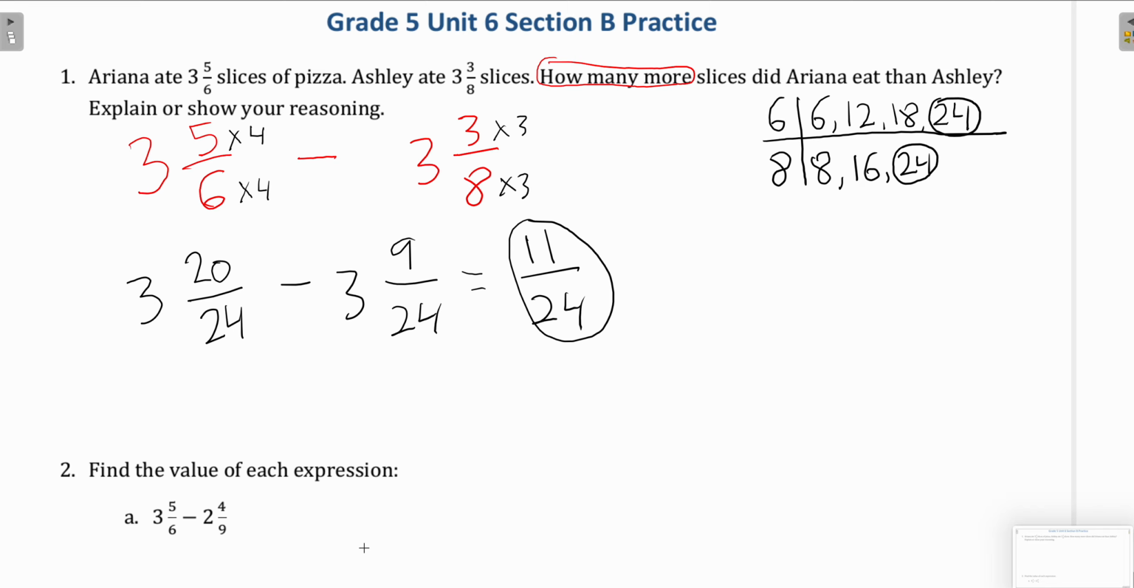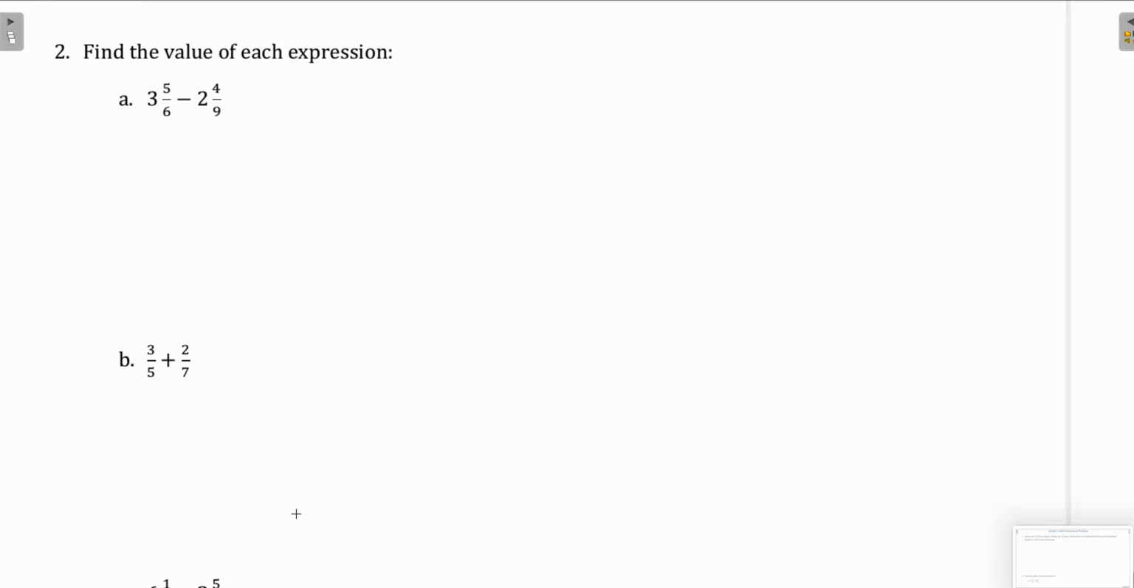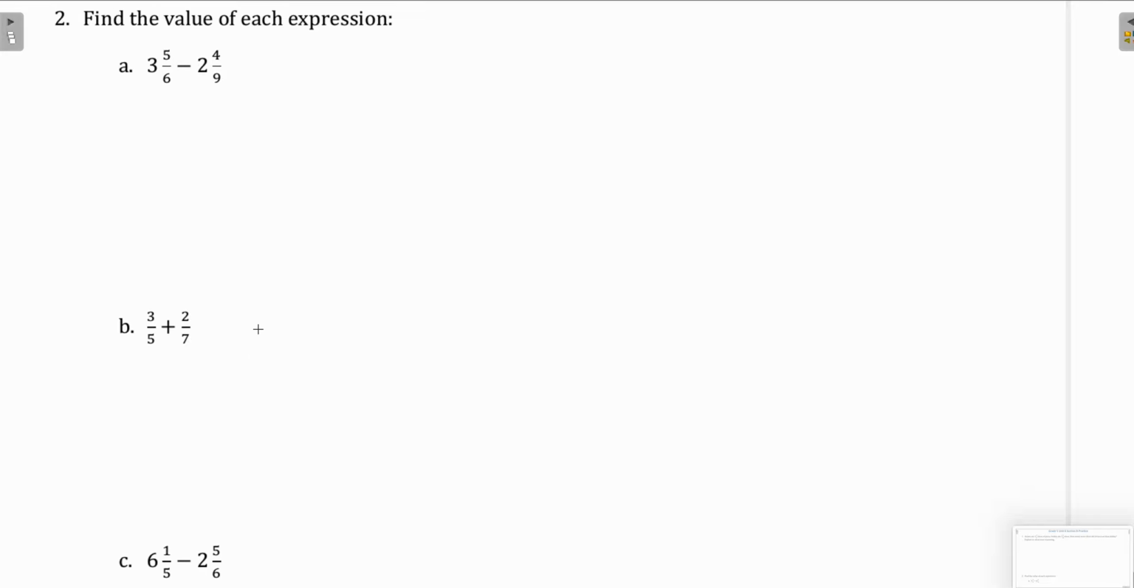All right, here we have another problem. Again, we are doing fraction arithmetic. We are adding or we're subtracting fractions. So we have 3 and 5 sixths minus 2 and 4 ninths. So first of all, again, we're going to find the common denominator between 6 and 9. So let's write the multiples of 6 and multiples of 9.